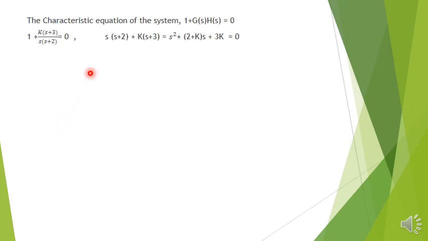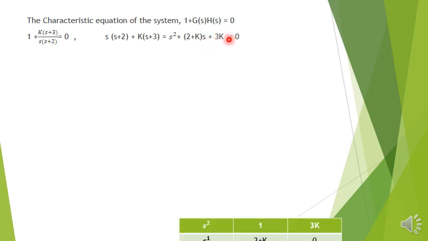Next is the intersection with the imaginary axis. To find the intersection with the imaginary axis we use the Routh-Hurwitz criterion. To write the Routh table, we need the characteristic equation, which is 1 + G(s)H(s) = 0. So 1 + k(s+3)/(s(s+2)) = 0. So s(s+2) + k(s+3), that is s² + 2s + ks + 3k = 0, so s² + (2+k)s + 3k = 0.